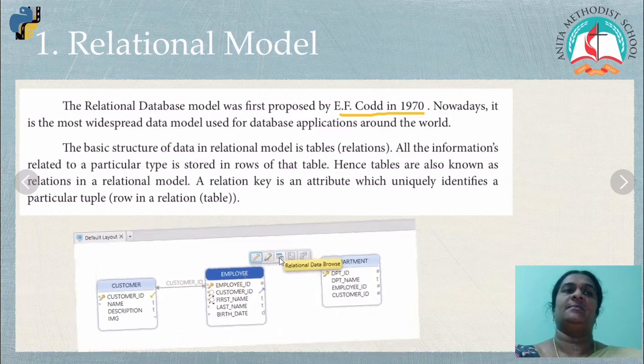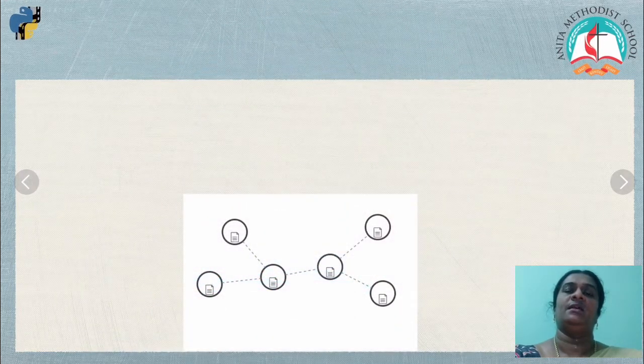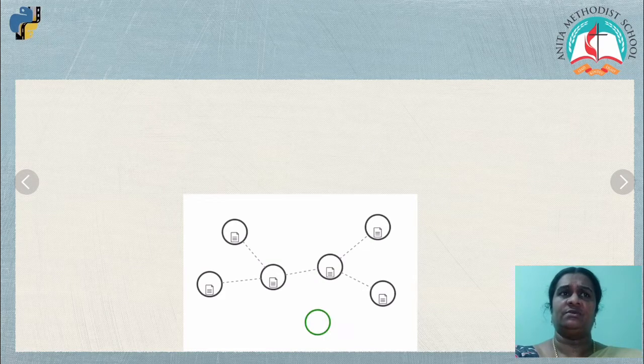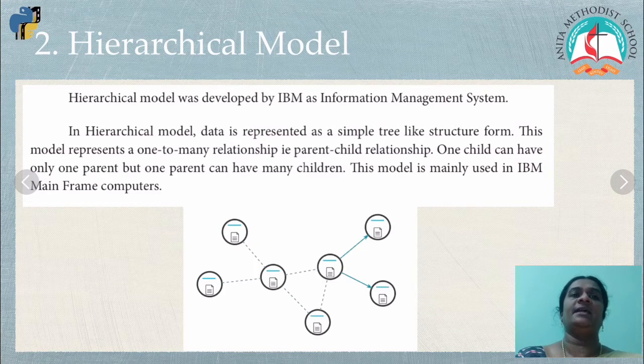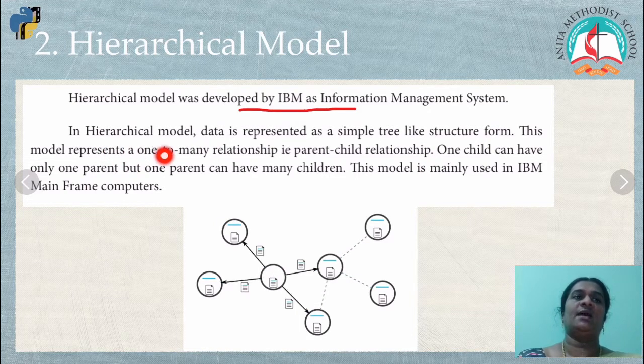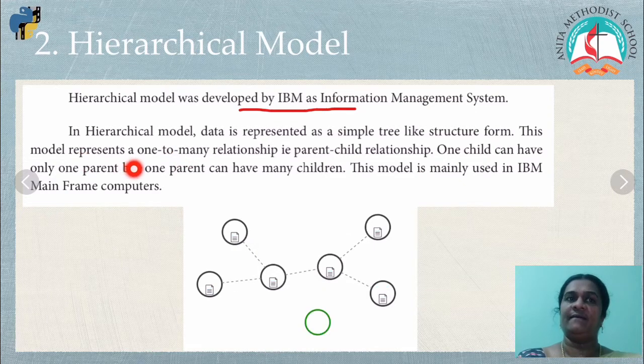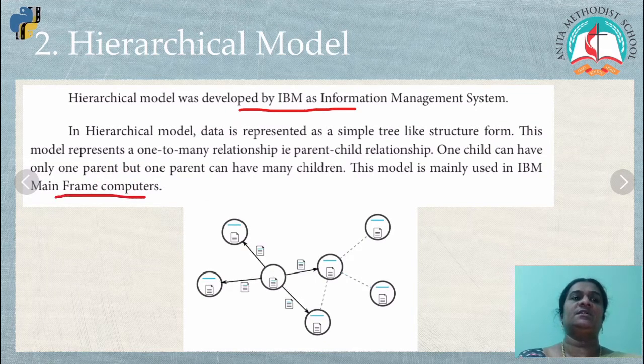Okay. So now what's the next thing? Yes, the next thing is the hierarchical model. You should have known about it earlier, students. What is the hierarchical model? The hierarchical model was developed by IBM, in the Information Management System. In the hierarchical model, data is represented in a simple tree-like form, or you can say a parent-child relationship. One child has only one parent, but one parent can have many children. This model is mainly used for IBM mainframe computers.